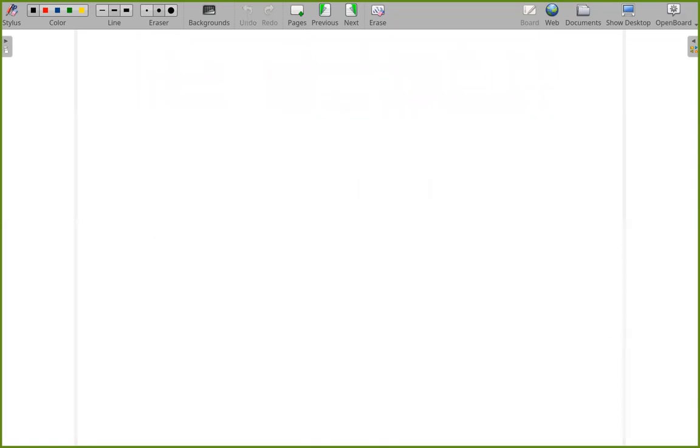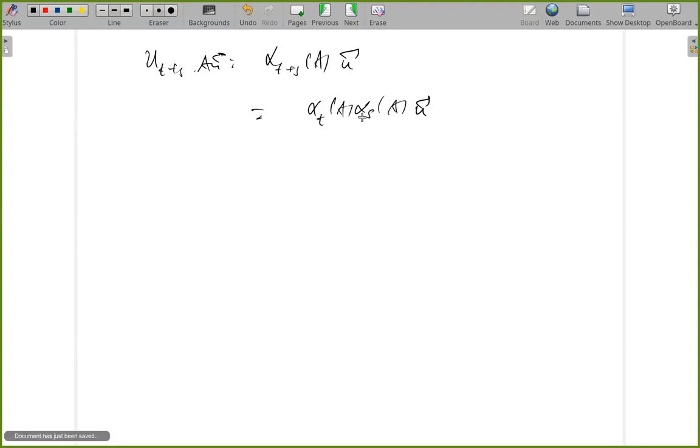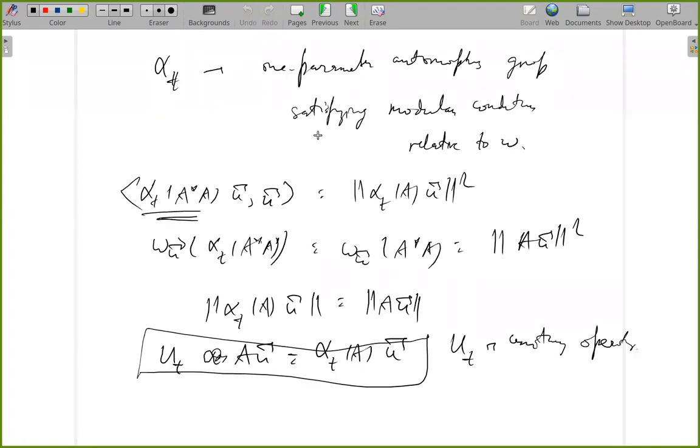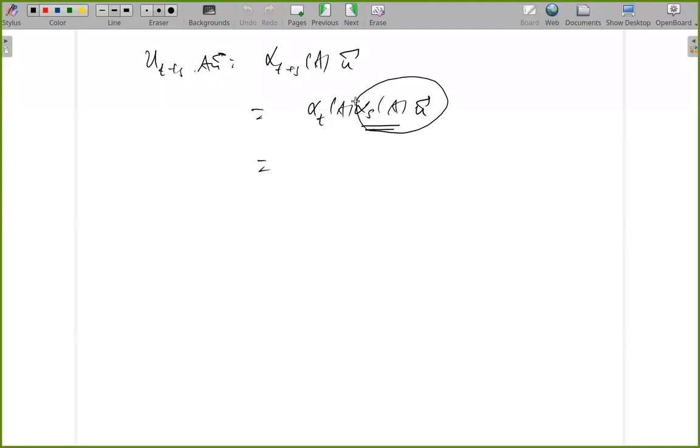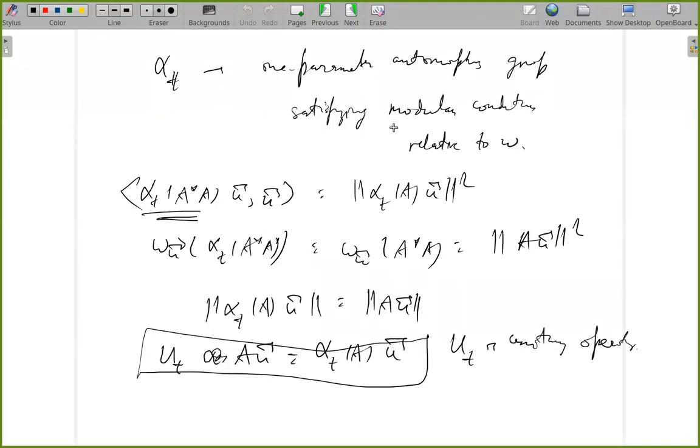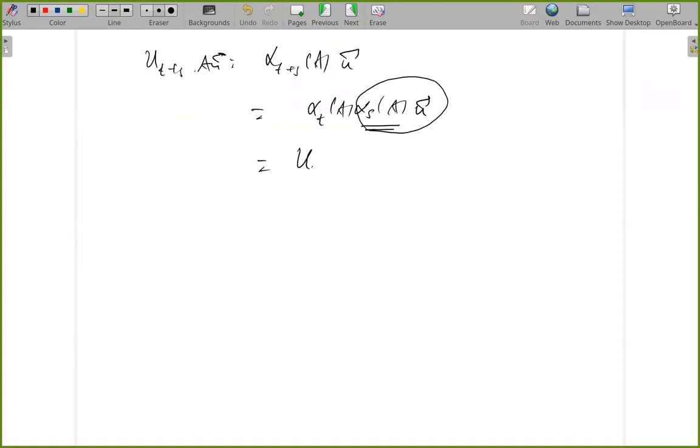Okay. Now u_{t+s} a u is by definition alpha_{t+s}(a) u. But this is nothing but, by the fact that this is a one parameter automorphism group, by the way, here I don't have to assume that it is strongly continuous. The modular condition will give something like that, as we'll see. So here you have alpha_t alpha_s(a) u. So first of all, I'm thinking of this as just some element here. So u_t of a u. So I'm thinking of this as my a. So I have u_t.